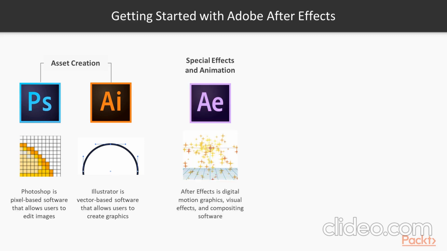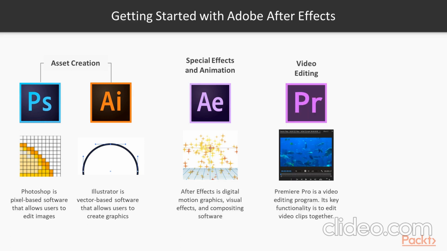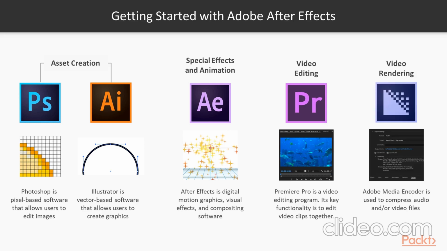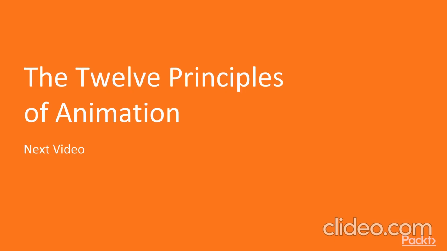After Effects is where you do your special effects work and is best suited for small amounts of footage. On the other hand, Premiere is where you bring together large amounts of footage for editing. And finally, Adobe Media Encoder is where you can compress and convert your files. In the next video, we'll take a look at the 12 principles of animation.